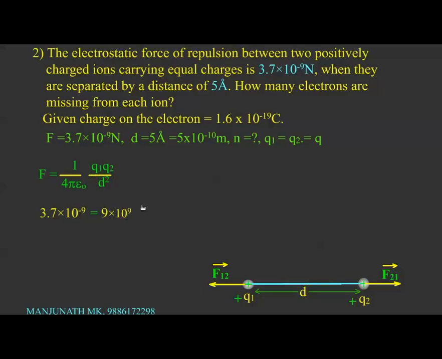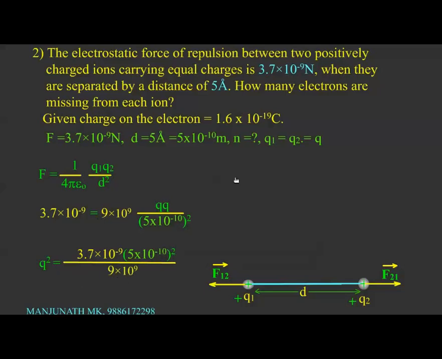And here Q1 is equal to Q2. Therefore Q into Q. The value of D is 5 into 10 to the power of minus 10, and the square is there. Look here, this is the value of D. And now we need Q. Therefore Q into Q, Q square is equal to 3.7 into 10 to the power of minus 9. Cross multiply this one, we get 5 into 10 to the power of minus 10 whole square. Divide this one here, 9 into 10 to the power of 9.